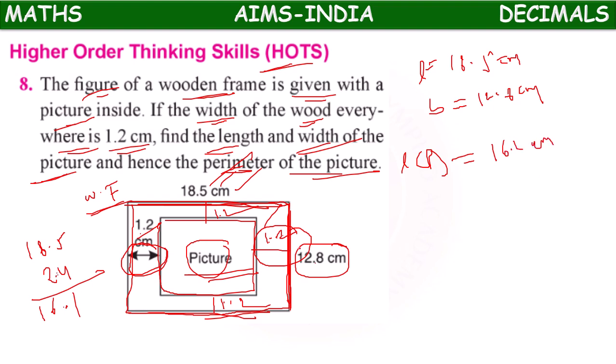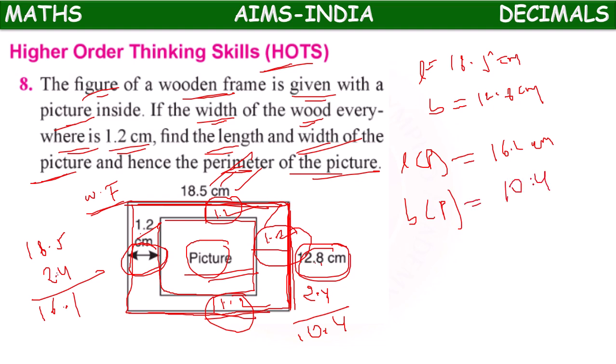So what is the width of picture? Width of frame is 12.8. From 12.8, 1.2 upside, 1.2 downside. Again 2.4 we have to remove. From 12.8, again 2.4 we have to remove. 8 minus 4, 4. 12 minus 2, 10. So breadth of the picture is 10.4 centimeter.